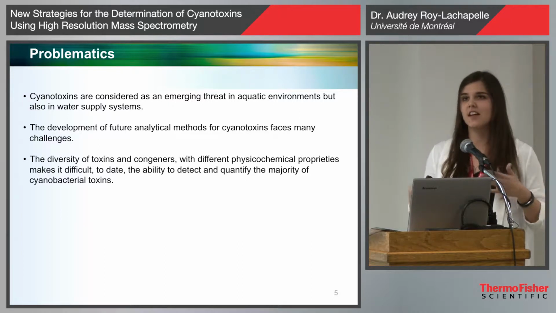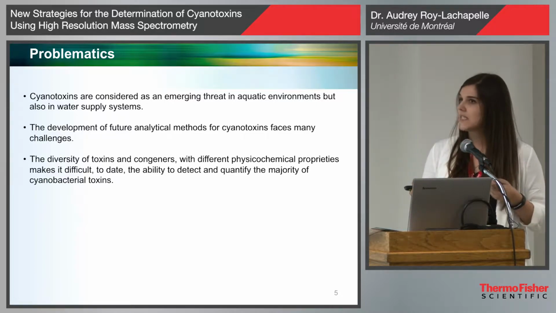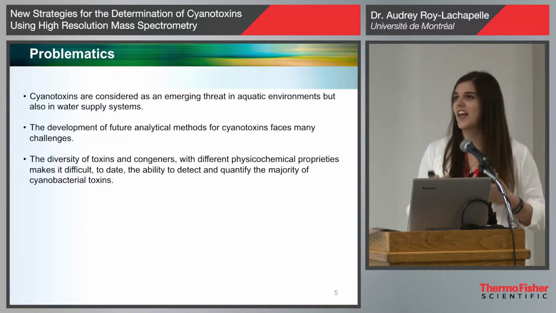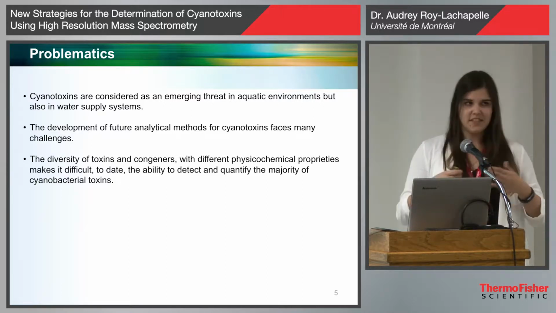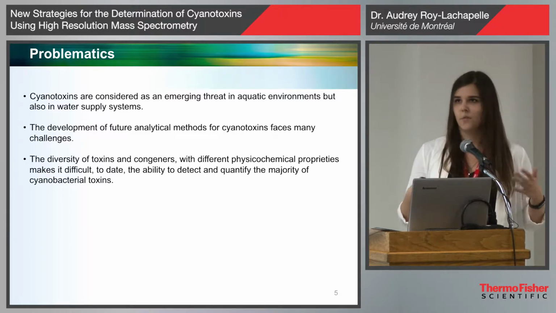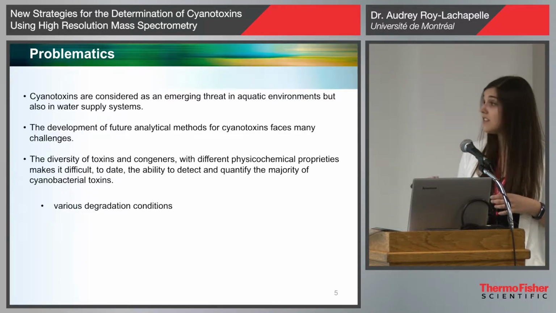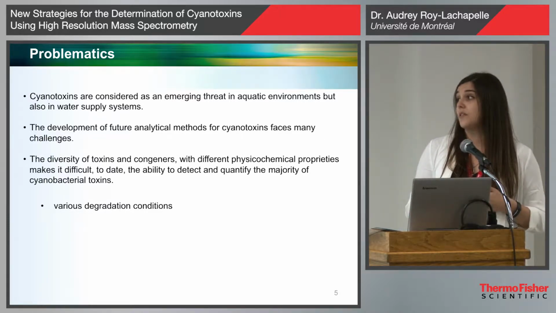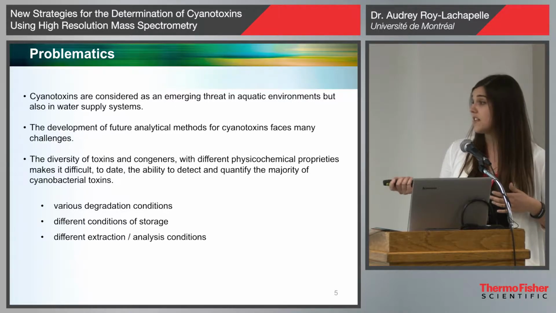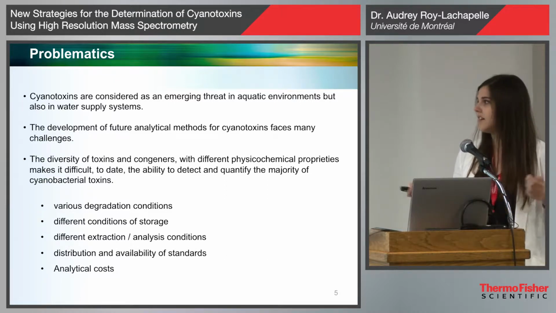So overall, we consider cyanotoxins an emergent threat in aquatic environments, even though we know that they have always been there. But they are more and more present, or we are more and more studying these toxins. We are really challenged analytically because they are really different in terms of physicochemical properties, and since we don't really know when they are happening and being produced, it's really difficult to know when we have to analyze them properly. Also, there is a lot of variety of congeners, and we have different degradation, different conditions of storage and extraction, and the analysis is really different for each of the cyanotoxins, plus the distribution and availability of standards, of course, and the analytical costs.